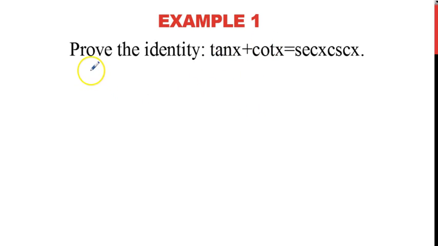So the first thing I'm going to try here is rewriting tangent as sine over cosine, and then I'll do the same thing for the cotangent. I'm going to rewrite that as cosine over sine.